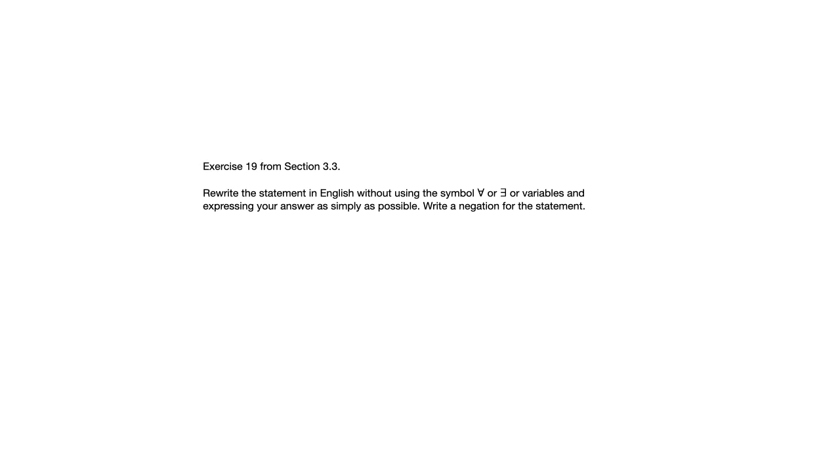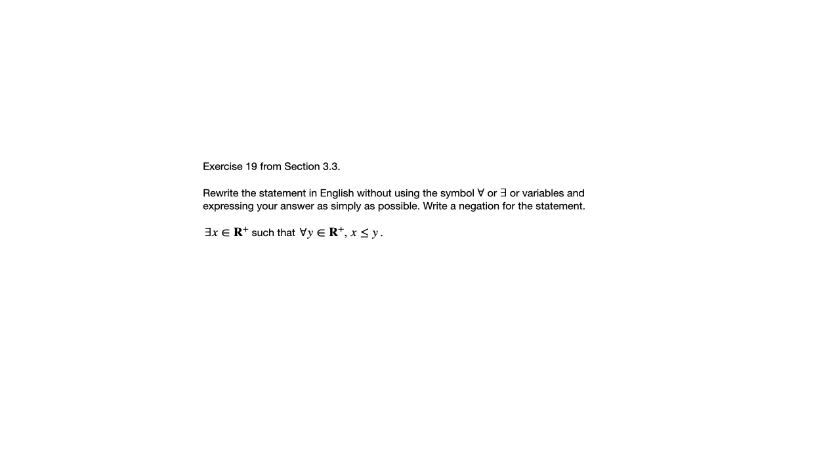Let's take a look at a couple of examples from section 3.3, starting with exercise 19. This problem gives us a statement and says rewrite the statement in English without using the quantifier symbols or variables, and express your answer as simply as possible. Write a negation for the statement.